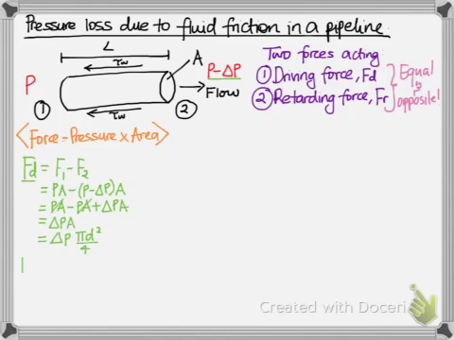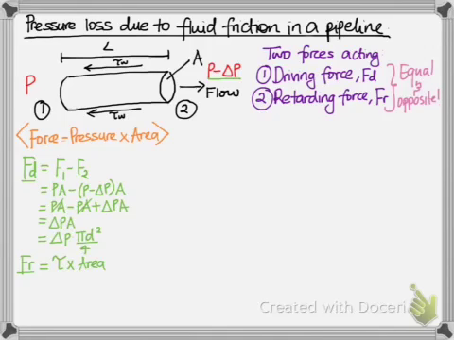So FR is the retarding force that is acting in the opposite direction to the direction of flow. The retarding force is going to be equal to the shear stress tau times the area over which it acts. But one important thing to note here is that this area will be different to the cross-sectional area we used in calculating FD. Now why is that?